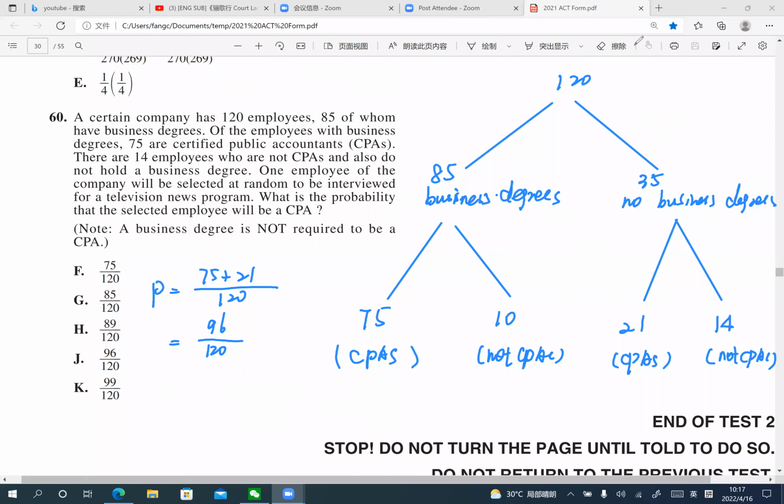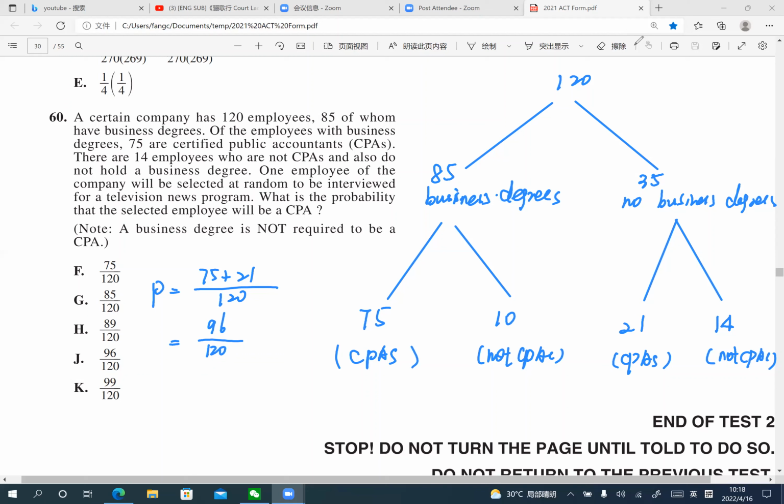Question 60. A certain company has 120 employees, 85 of whom have business degrees. Of the employees with business degrees, 75 are certified public accountants. There are 14 employees who are not CPAs and also do not hold a business degree. One employee of the company will be selected at random to be interviewed for a television news program. What is the probability that the selected employee will be a CPA?